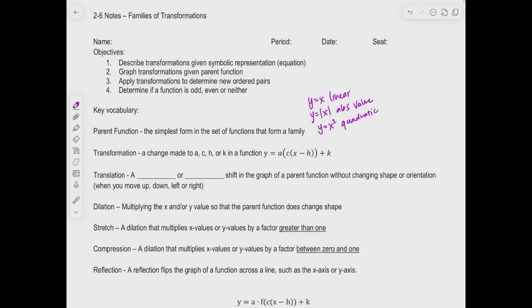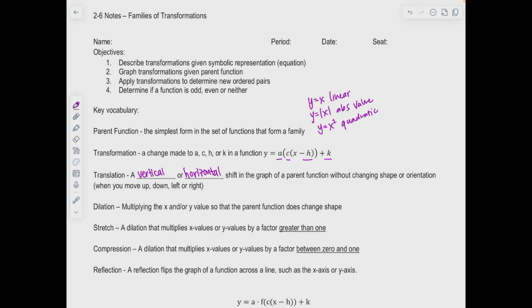Okay, so a transformation, there are different values: an a value, a c value, an h, and a k. So the first one that we're going to talk about is a translation. So a translation is a vertical or horizontal shift in the graph of a parent function without changing shape or orientation. So it's when you move up, down, left, and right. You're not spinning, you're not reflecting, things like that.